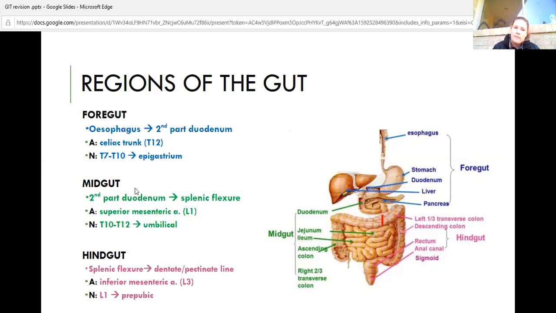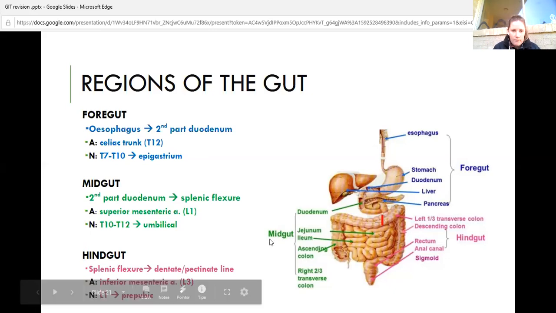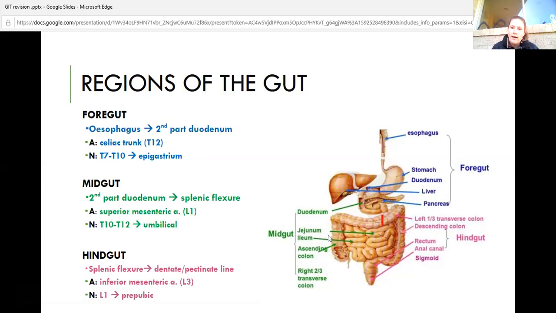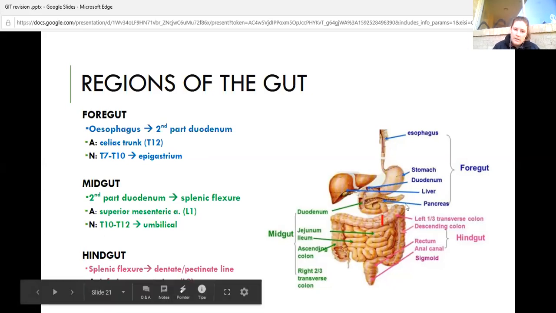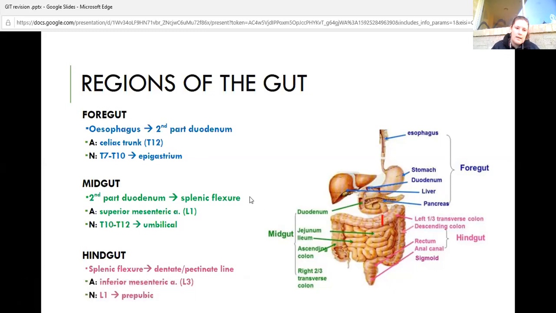And then midgut is your second part of the duodenum to the splenic flexure, just around here, supplied by the SMA, which comes off at L1. And then innervation refers to the umbilical area, so T10 to T12. And then hindgut is the last section, from the splenic flexure to the dentate pectinate line, and that is supplied by the IMA, and innervation refers to the L1 pre-pubic area.